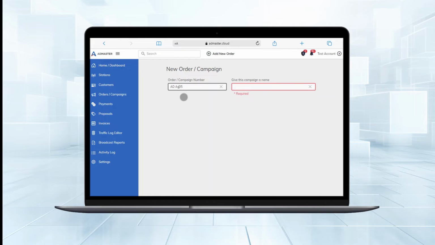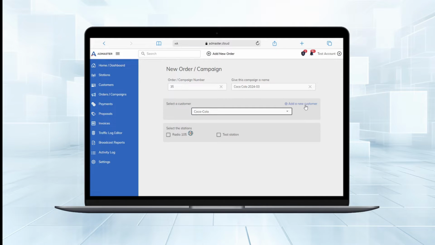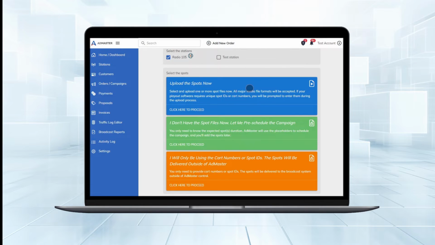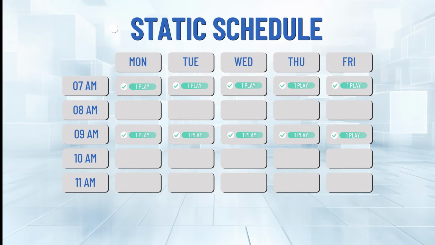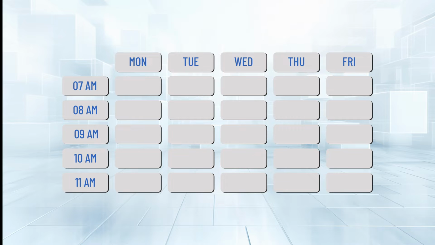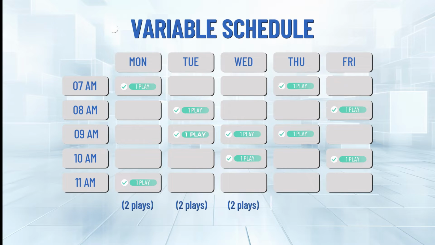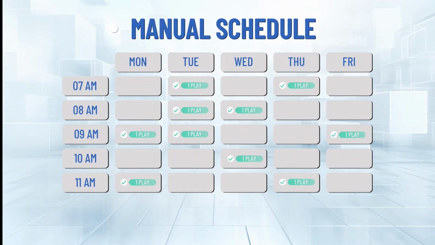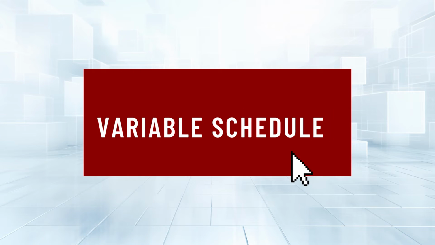If you haven't seen our previous video covering the first steps of creating a campaign, check it out using the link on your screen before diving into this tutorial. As a quick reminder, AdMaster offers 3 ways to schedule a campaign: static scheduling, where you choose specific hours; variable scheduling, where you set day parts and plays; and manual scheduling, where you do everything manually. In this video, our focus is on variable scheduling.